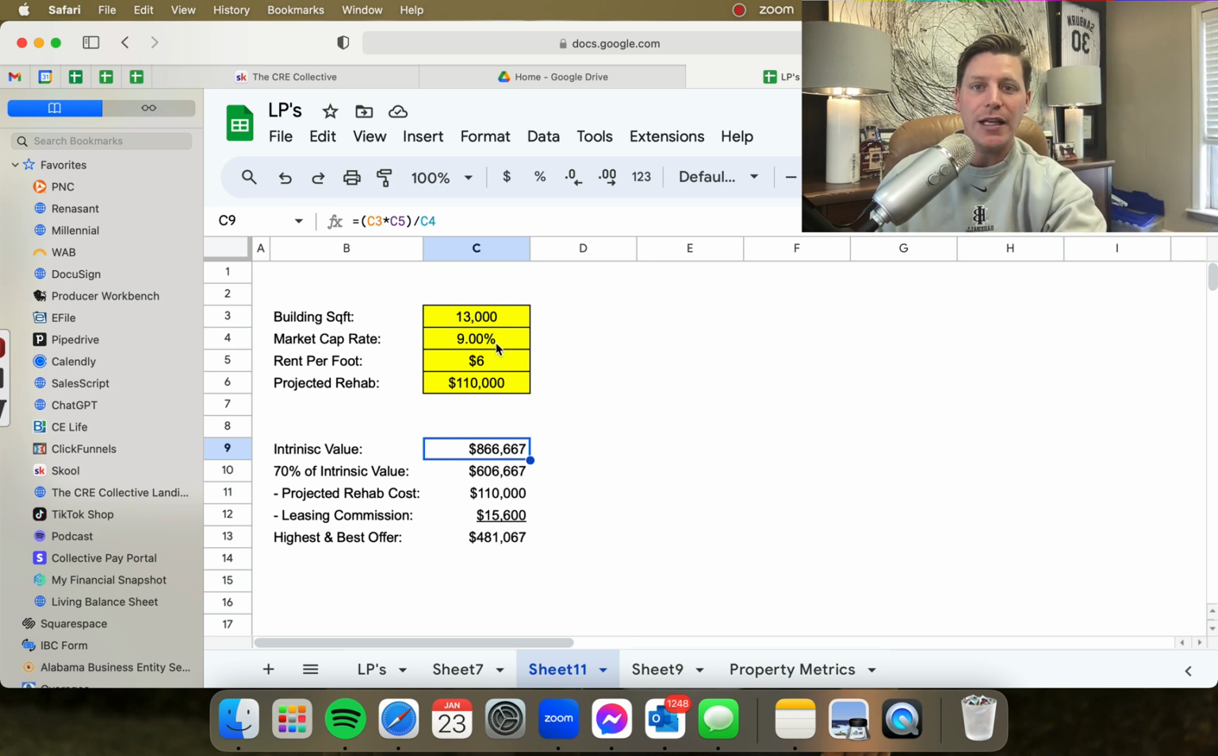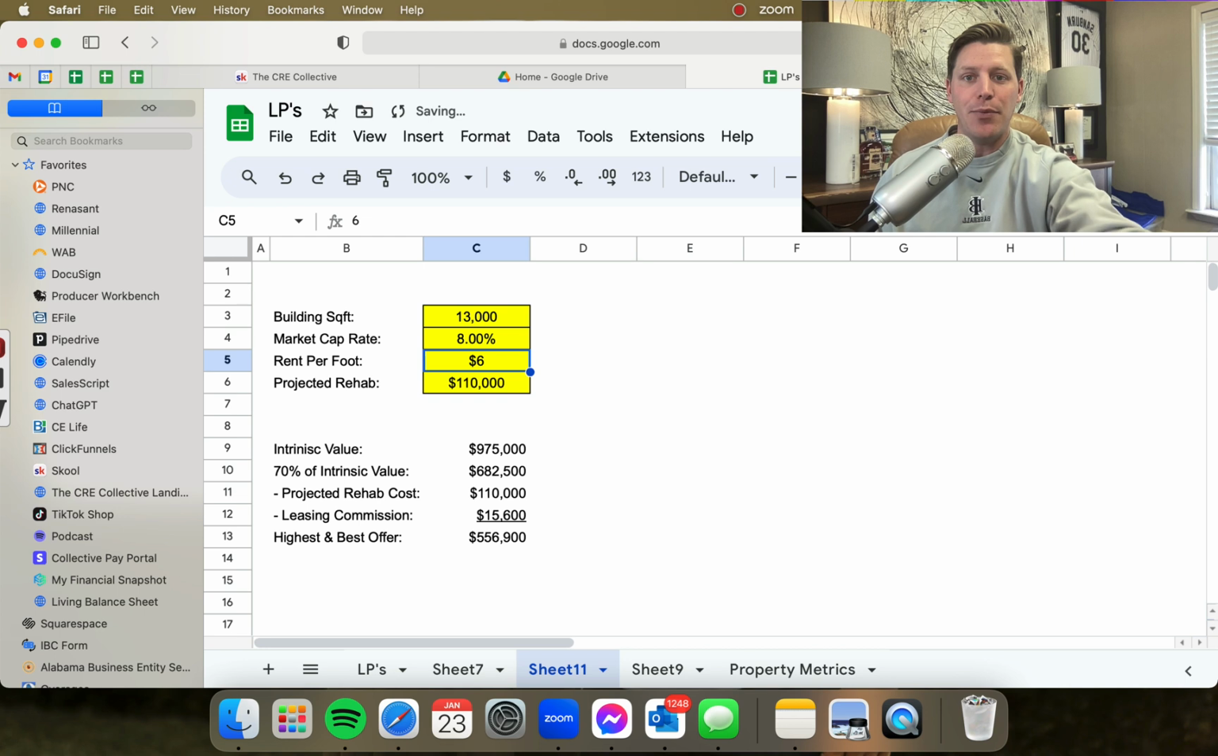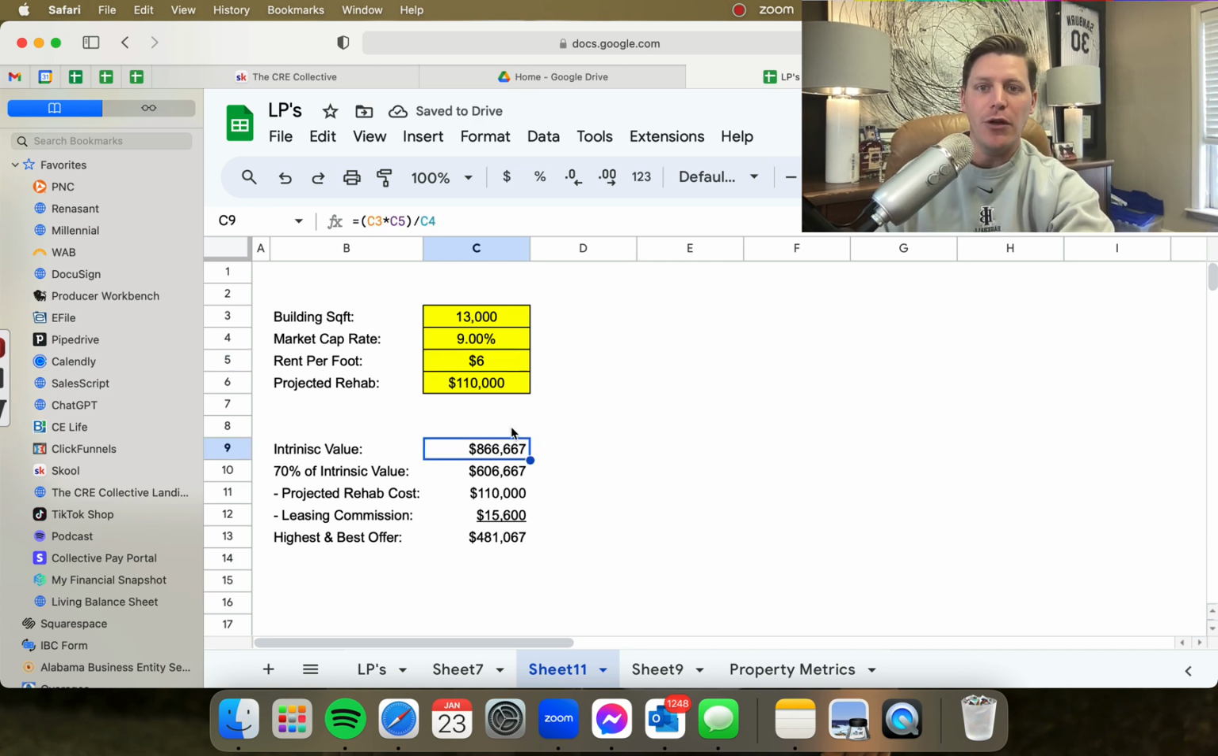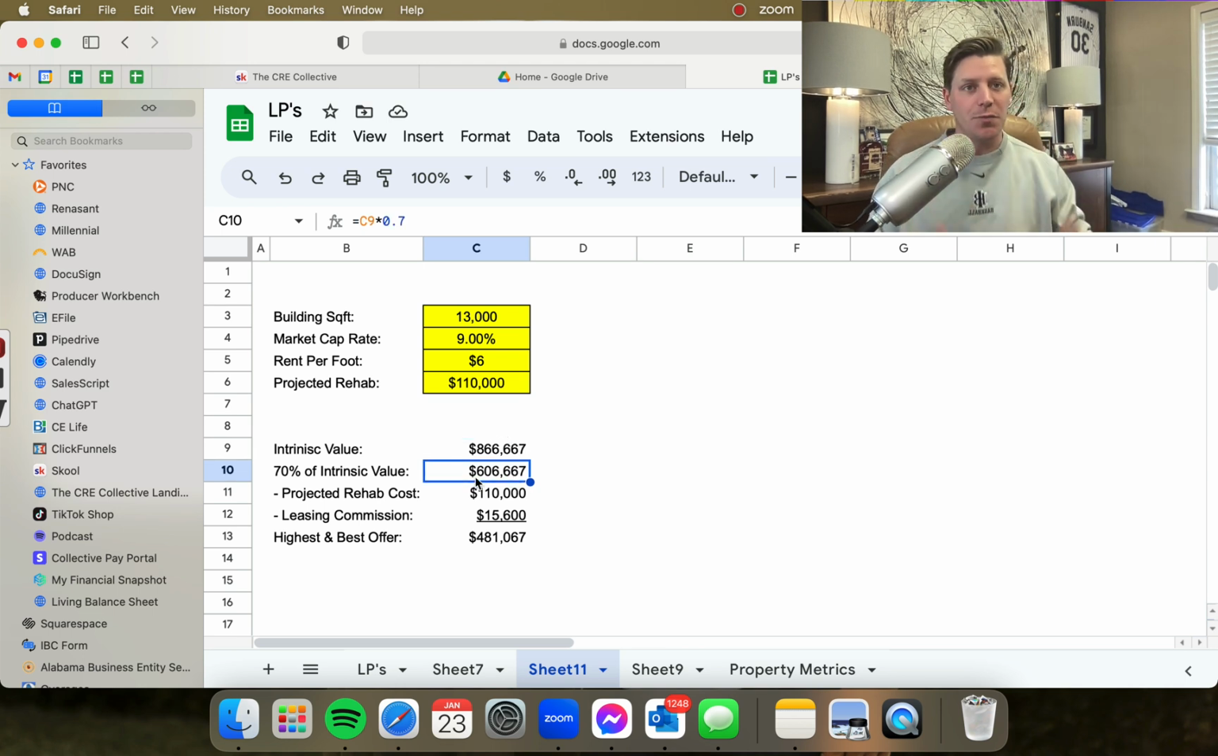So basically, I can change this from 9% to 8%, and it's going to change the value, right? But if we're using a 9% cap rate, which is pretty standard right now, the value of this building when leased up is going to be $866,000. So what I like to do, and I'll explain this in a minute, is multiply this by 0.7 to get $606,000. And I'll explain why the 70% is so important in just a sec.